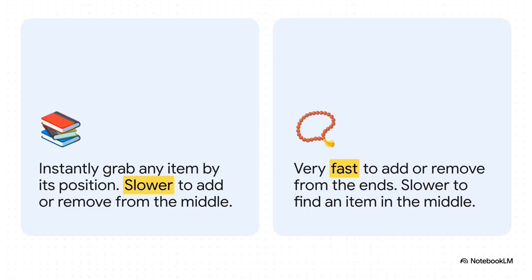But here's where it gets really interesting. Not all lists are the same. On one hand, you've got something called an array list. That's our numbered bookshelf. It's amazing for grabbing any book instantly, as long as you know which spot it's in. But on the other hand, you have a linked list, which is more like a pearl necklace. It's super easy to add a new pearl to the beginning or end of the string, but trying to find a specific pearl right in the middle, well, you've got to check each one by one.